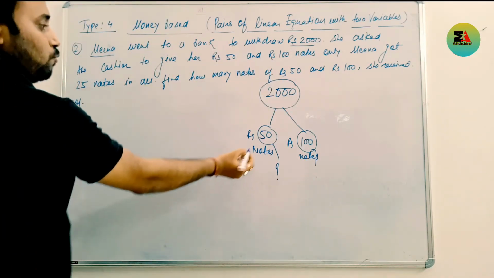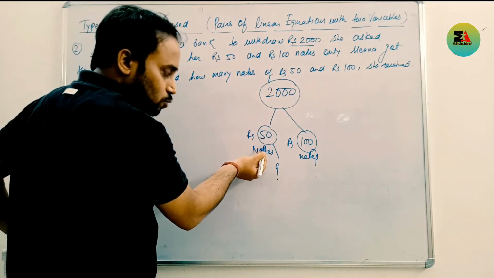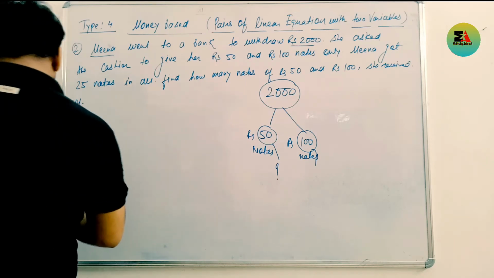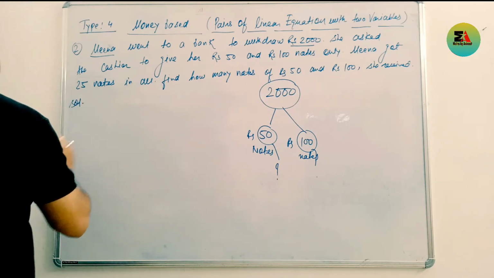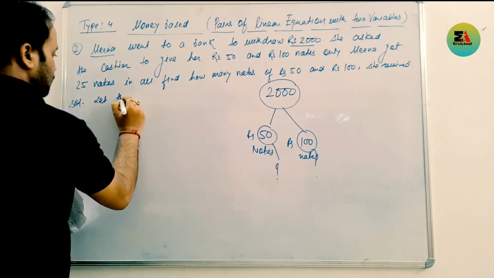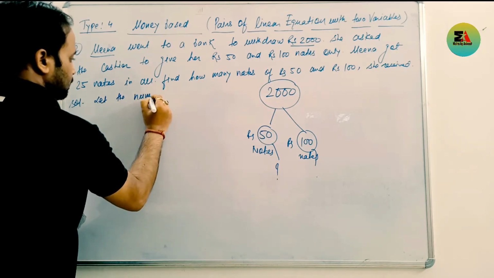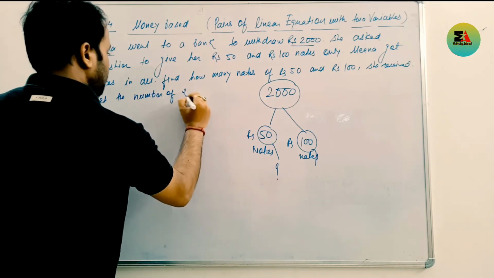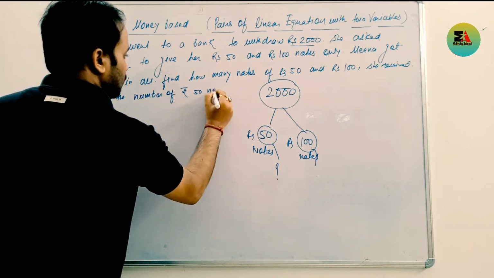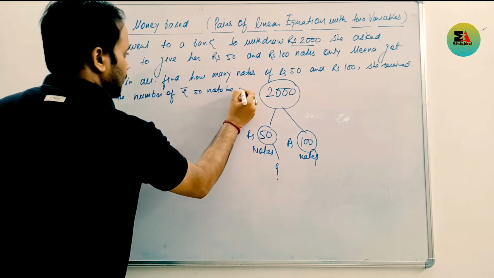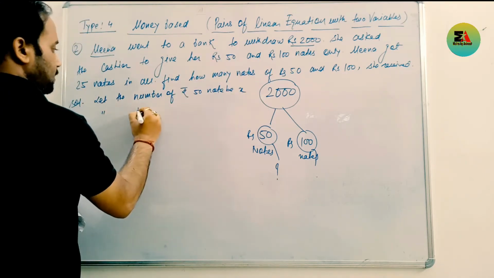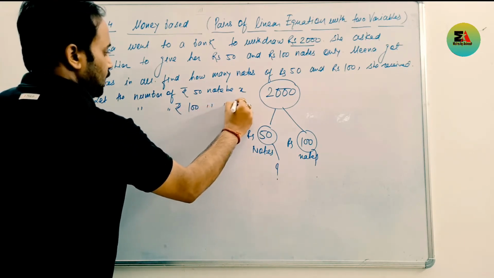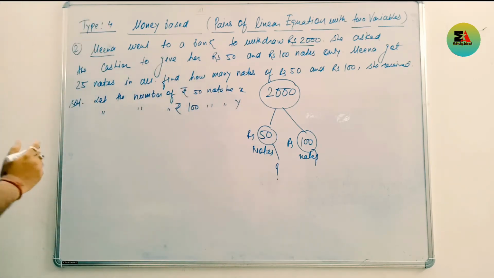Clear? Now we have two variables. The number of 50 rupees notes is one variable. The number of 100 rupees notes is the second variable. Let's start. Assume let the number of 50 rupees notes be X, and let the number of 100 rupees notes be Y. I hope this one is clear.